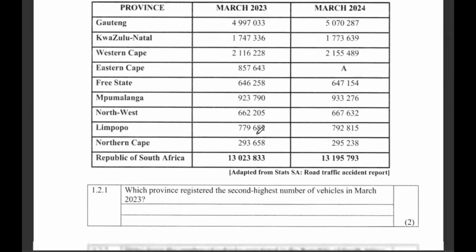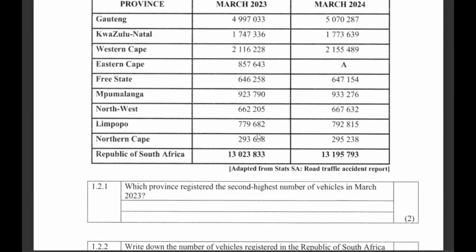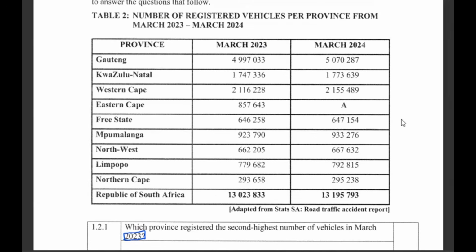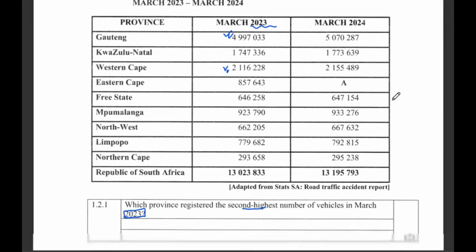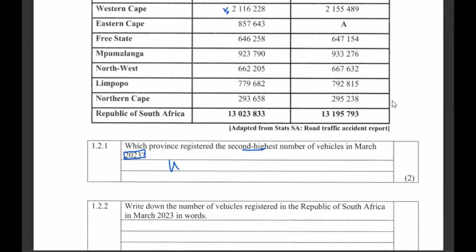Then they're asking us which province registered the second highest number of vehicles in 2023. So the keyword will be 2023. In 2023, the province with the highest registered vehicles is GP. The question is asking for the second highest, meaning that we have the Western Cape. So in that case, we're just going to say Western Cape. Some people just say WC, which is fine. Then we move on to the next aspect.